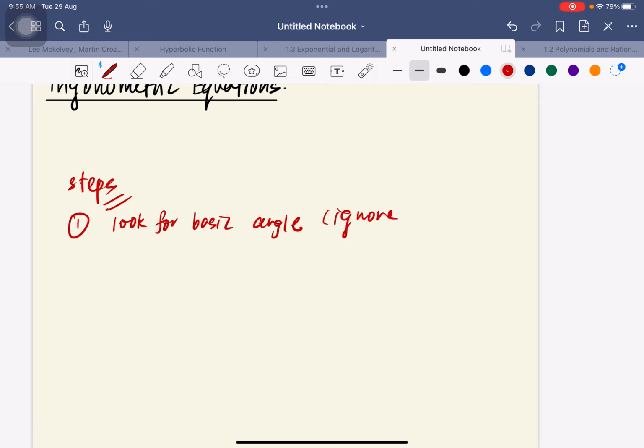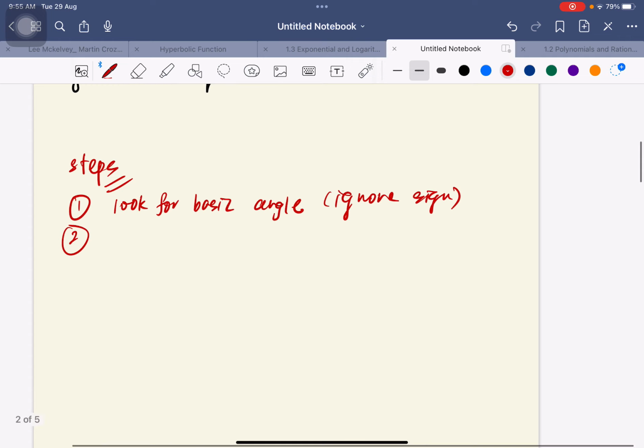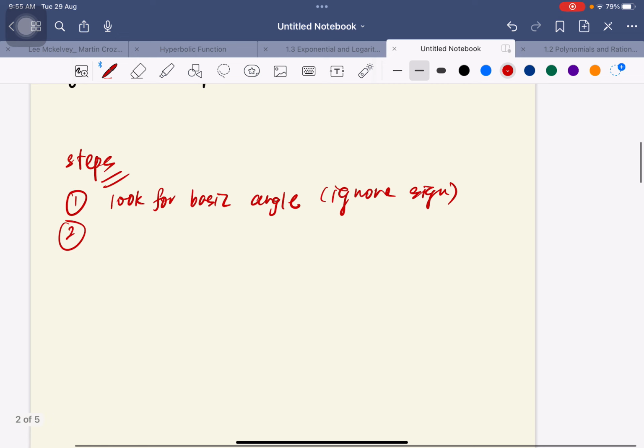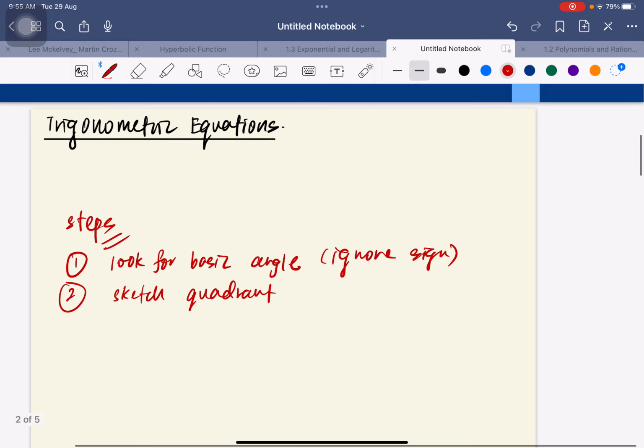The negative sign is just the indicator for us to choose which quadrant it is. I'm going to explain this later on. The second step is we sketch out the quadrant, and we decide based on the positive or negative sign.